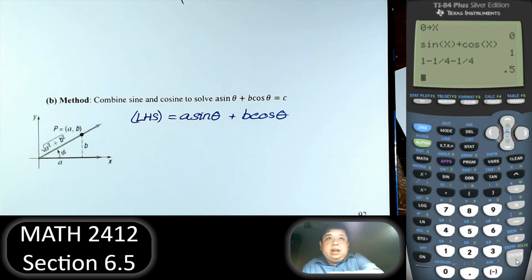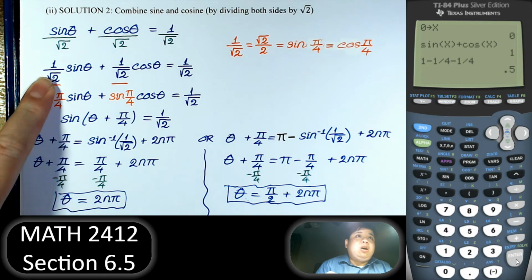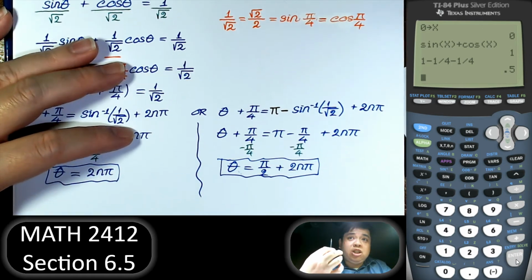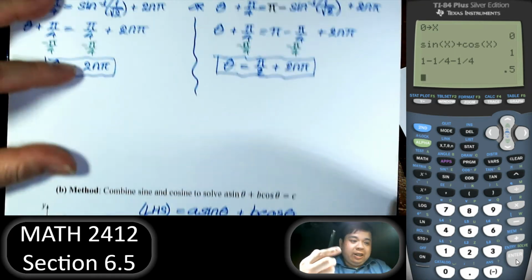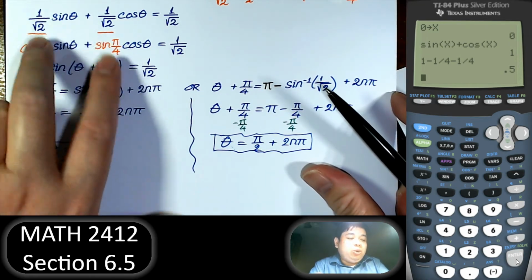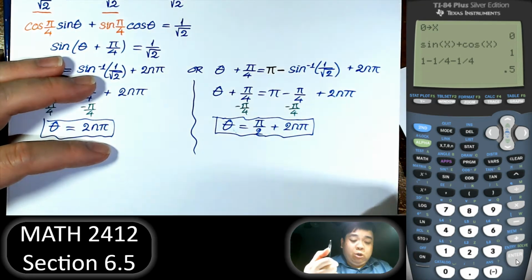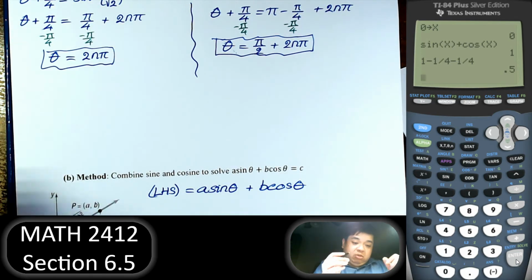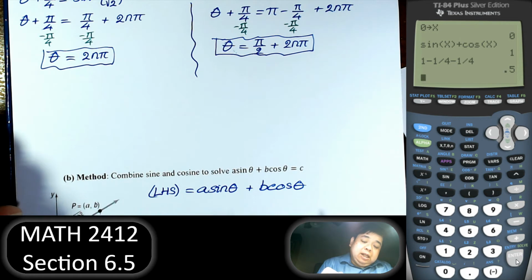So what we do here is, first we divide by something. When we divide by something, that helps us to turn those two into a sine cosine. But we have to do that statistically. We can't just divide by a random number, right?